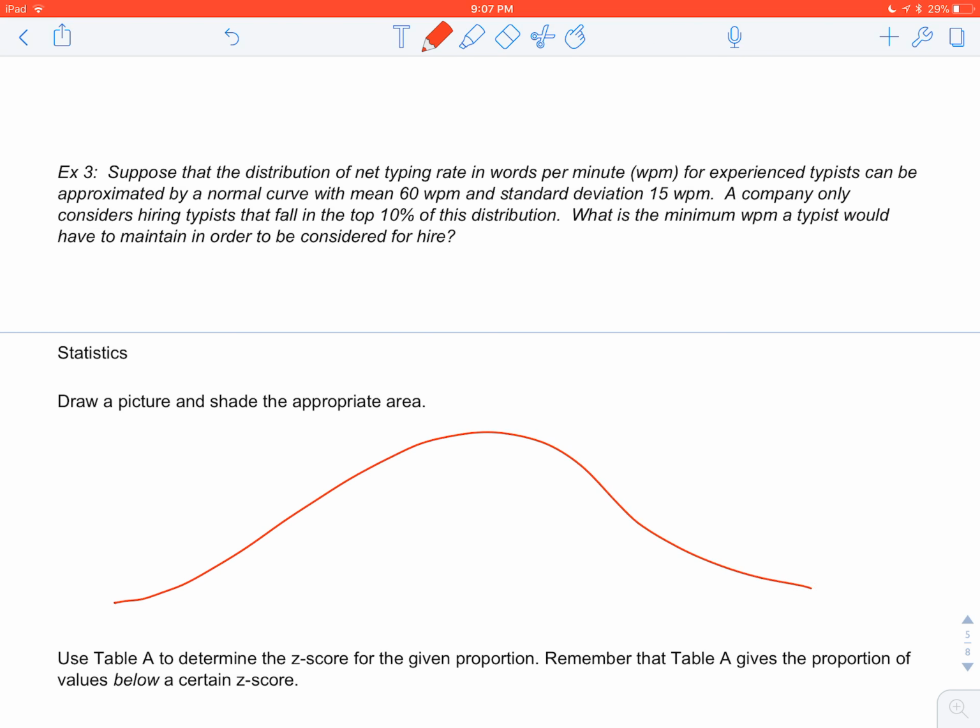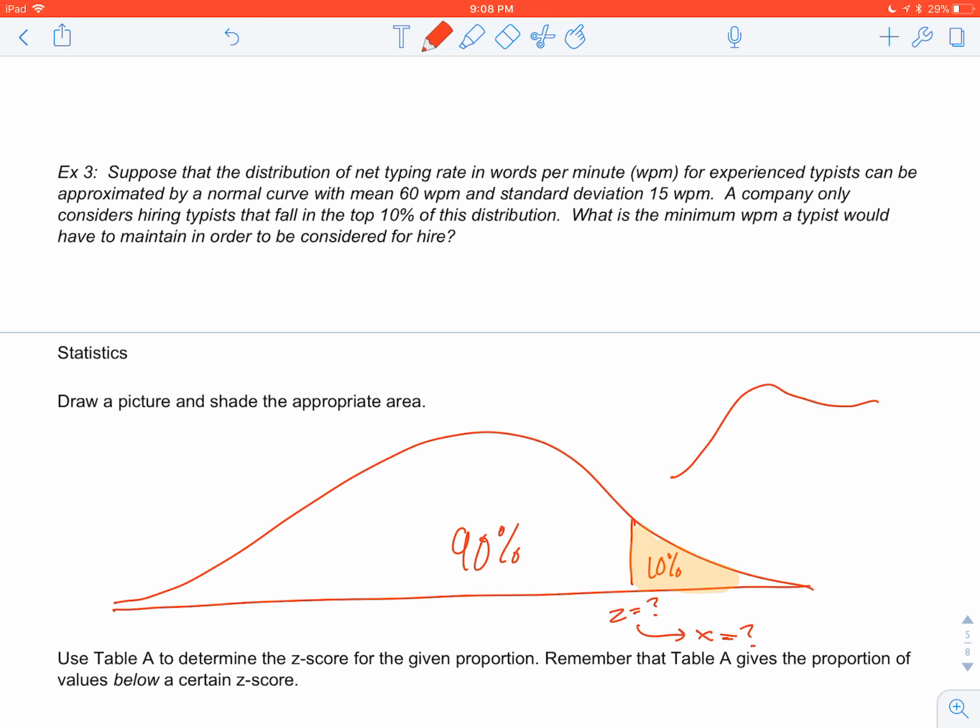So in our normal curve, we're not going to concern ourselves with z-scores and means here. I'm simply going to draw two sections. One for 10%, one for 90%. And these are just approximations. And what we care about is this section right here. I want to figure out exactly what's this z-score, and then from there, what's the x value or the typist score, words per minute. So we've got to work backwards.